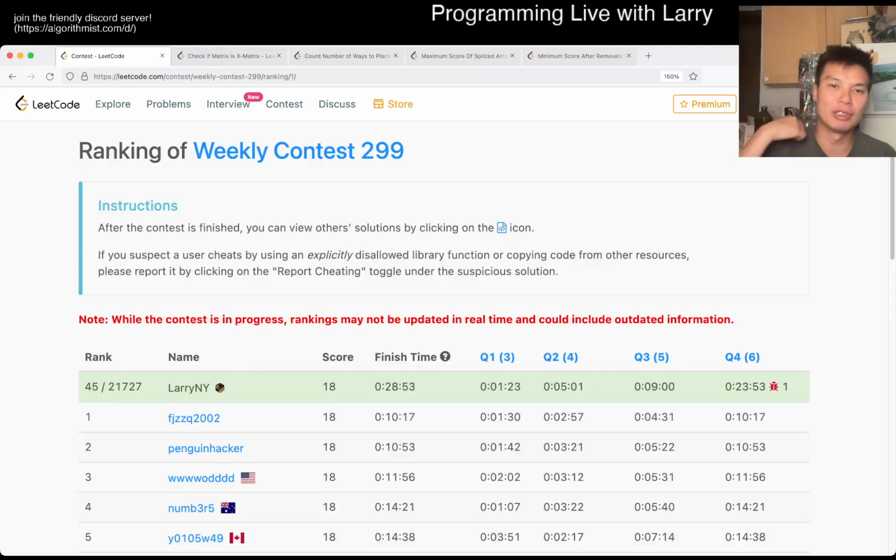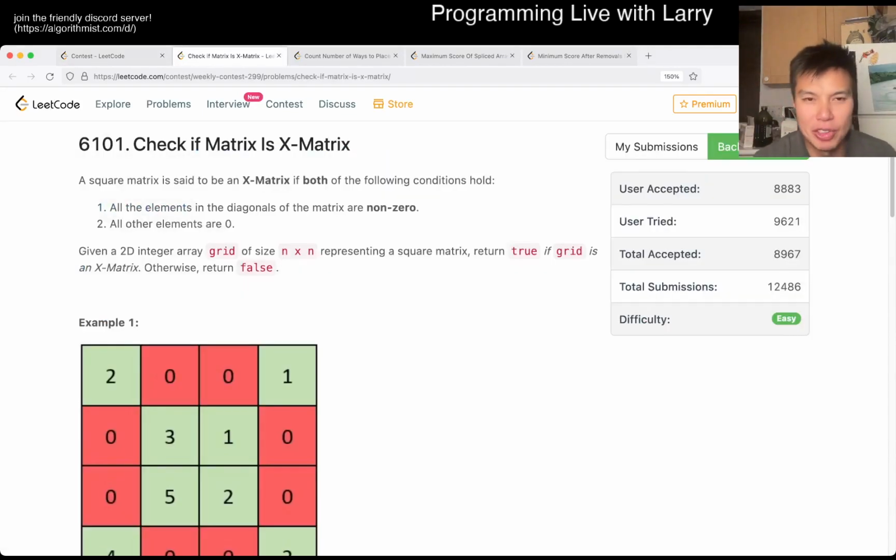This is me going over Q1 of the weekly contest 299. Check if Matrix is X Matrix. So this one, as most Q1s on this contest seem to be, is just simulating what they tell you.